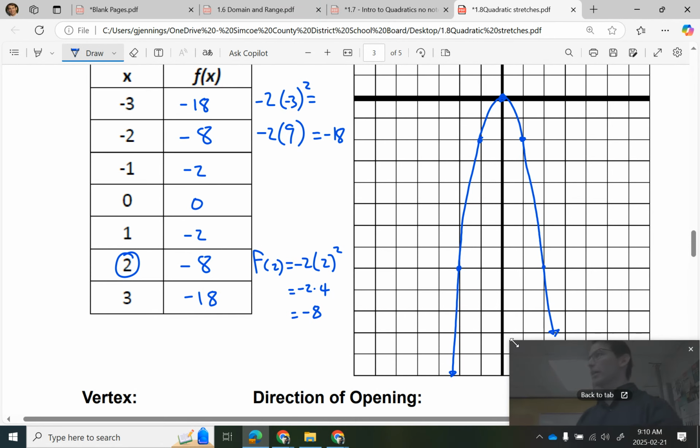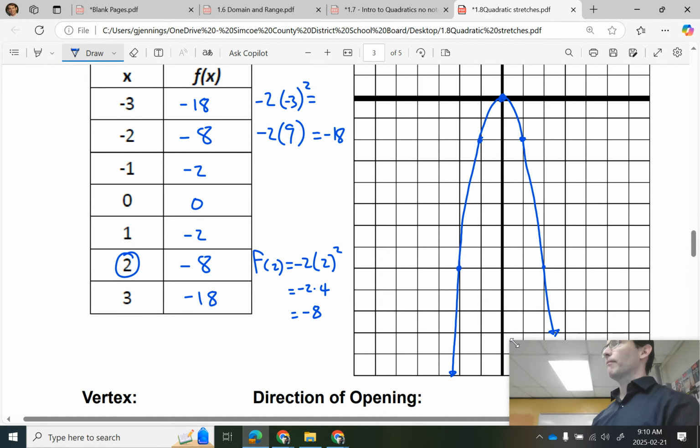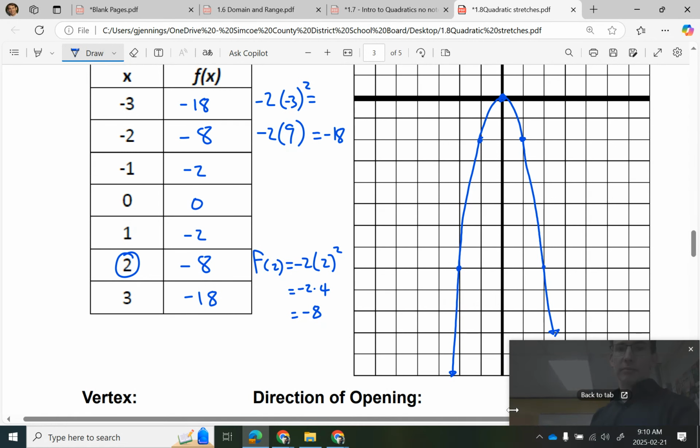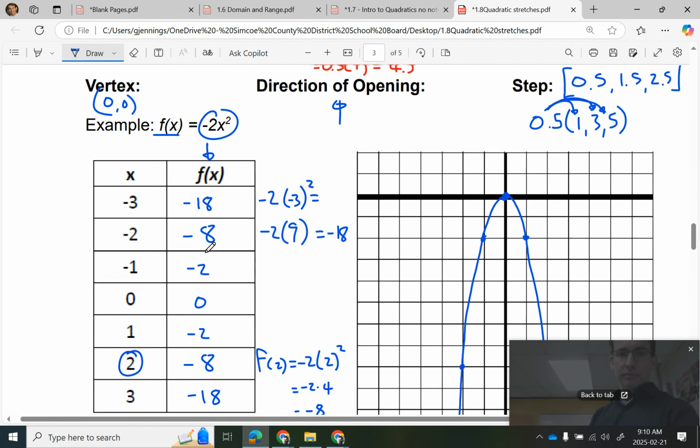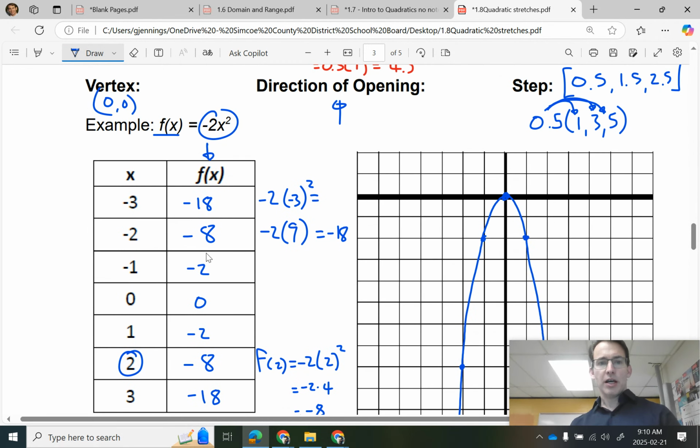So that one's going to look like this. Yeah? Why are you putting the square on negative 3 for the first one, when f of x is equal to negative 2x squared?